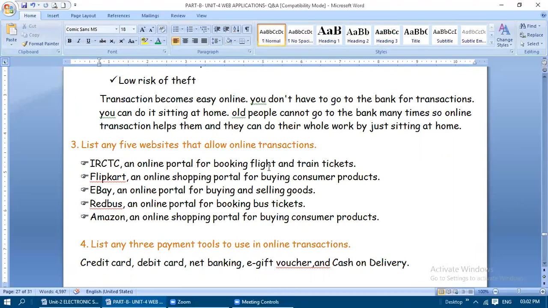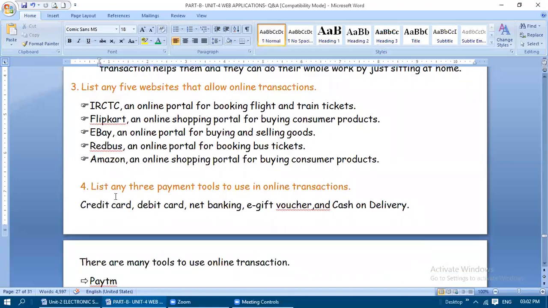It's an online portal for booking flight and train tickets. Okay, travel tickets. Flipkart is an online shopping portal for buying consumer products. Amazon is also like that, only an online shopping portal. And eBay is an online portal for buying and selling goods. Redbus is a portal for booking bus tickets. So these are some of the websites that allow online transactions.